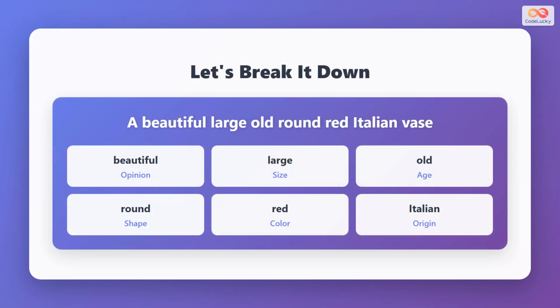Let's break down our example sentence. A beautiful, large, old, round, red Italian vase. Beautiful is the opinion, large is the size, old is the age, round is the shape, red is the color, and Italian is the origin. Each adjective is in its correct position according to the order we just learned.